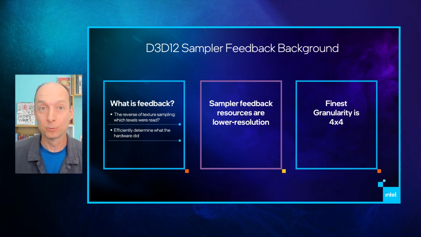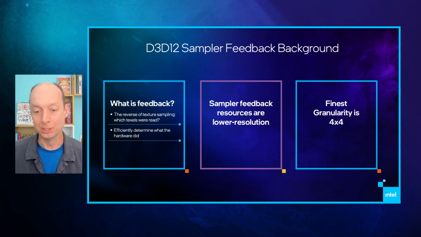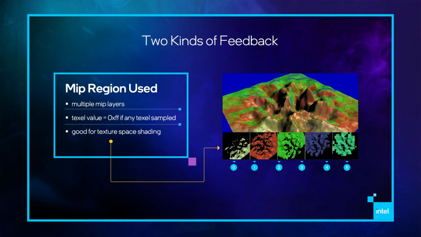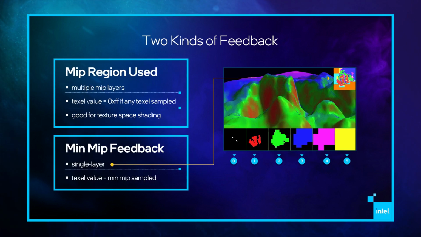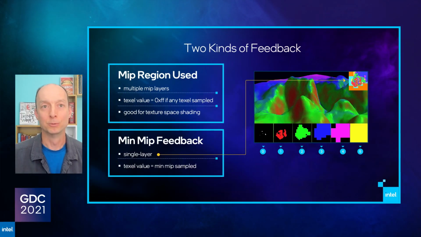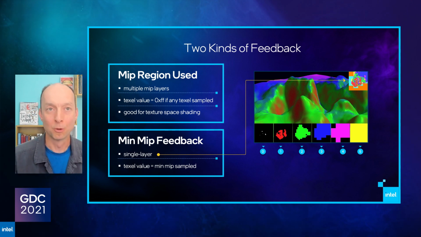Applications can read the feedback resource to determine which texels they need to stream or evict. John talked about sampler feedback's two modes of operation. The first mode, which returns a full MIP chain, is useful for texture space shading. The other mode, called min-MIP feedback, returns a single layer resource ideal for streaming. As John described, sampler feedback resources have a region size that is no smaller than 4x4.